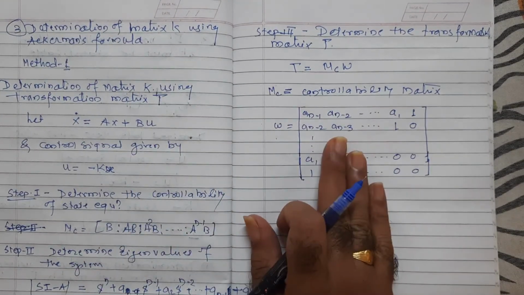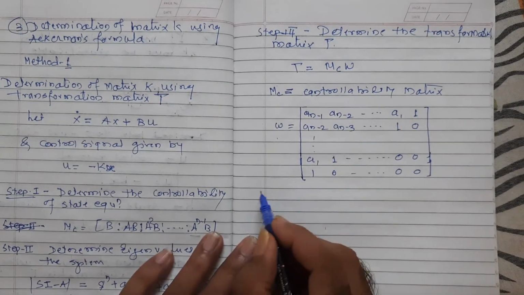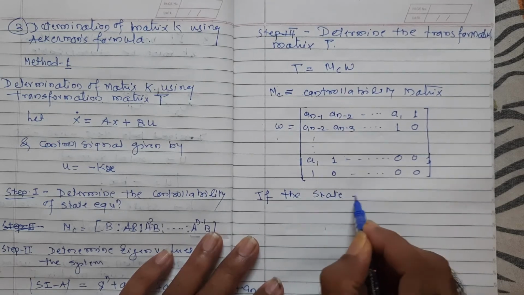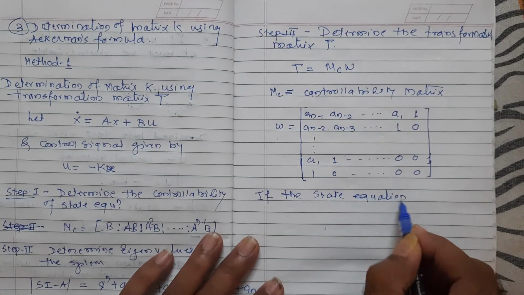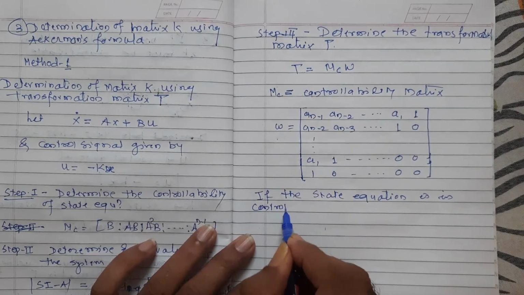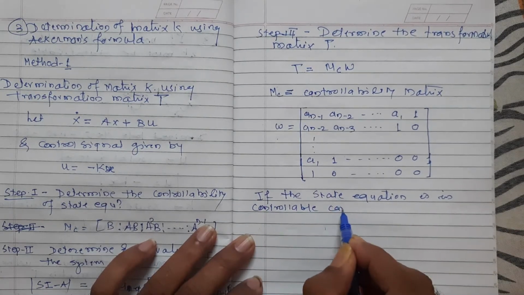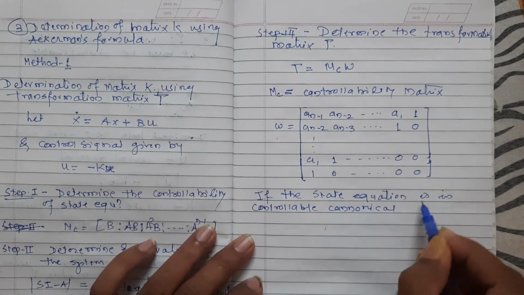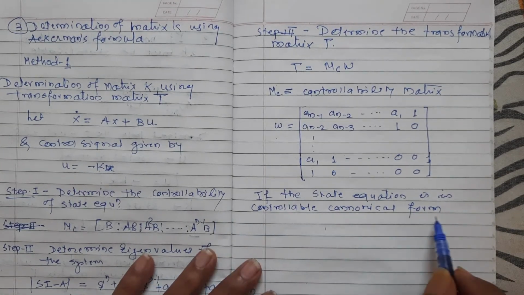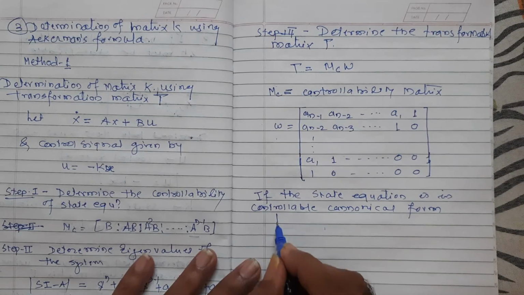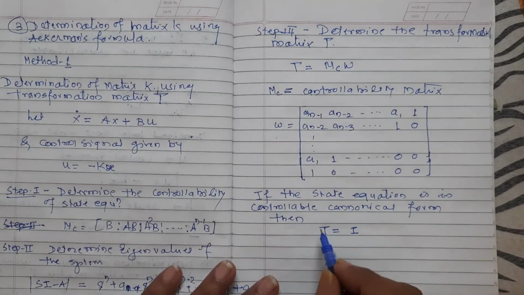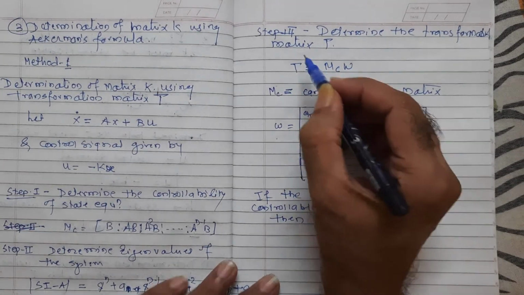Now see here, this we will find out. If the state equation is in controllable canonical form, then T is equal to I. Then T is equal to I.